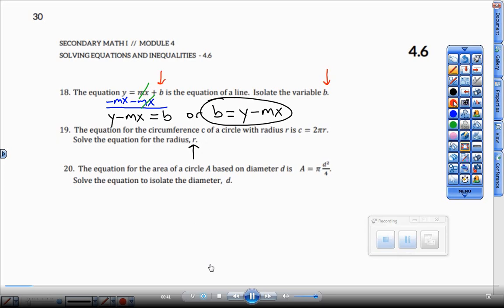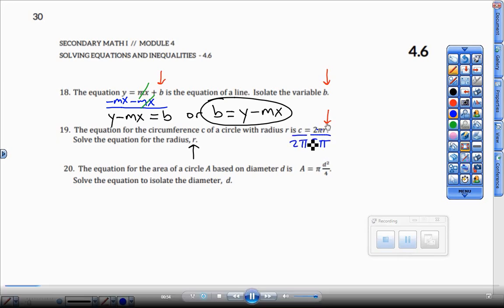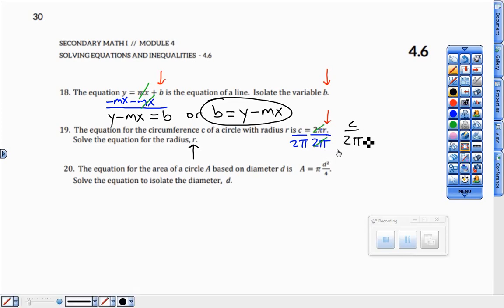Okay, second problem has you solve for r. Seeing that this is 2 times pi times r, the opposite of multiplying by 2 and multiplying by pi is dividing by 2 pi. Divide that to both sides. These 2 pi's will cancel away and just leave you c over 2 pi equals r. Or r equals the circumference divided by 2 pi.